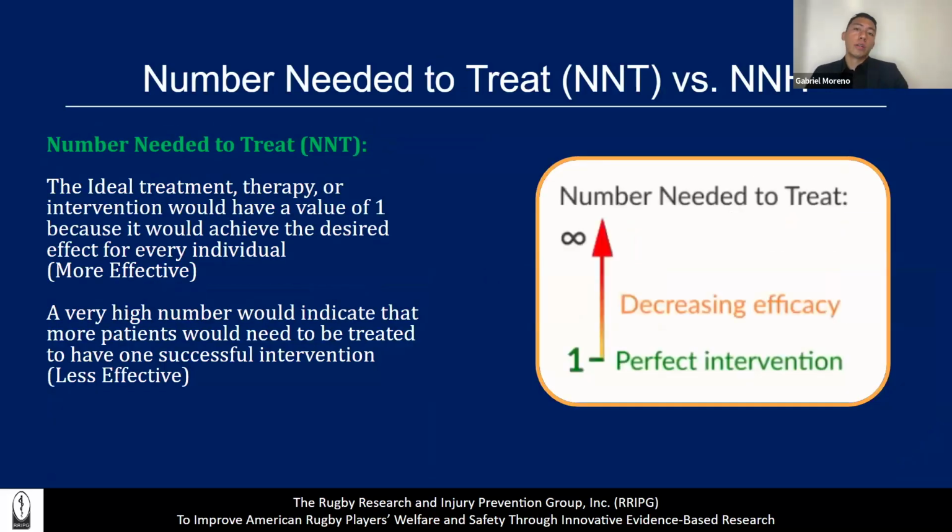Now let's expand a bit more on number needed to treat. An ideal treatment, therapy, or intervention has a value of 1, because it would achieve the desired effect for every individual. So let's say for every individual who wears protective gear, they don't get injured. Or let's say for every individual who receives this vaccine, they don't get the disease. Now, a very high number would indicate that more patients need to be treated to have one successful intervention. So let's say that out of 10 people who take this medication, it's effective in 6. So it's less effective.